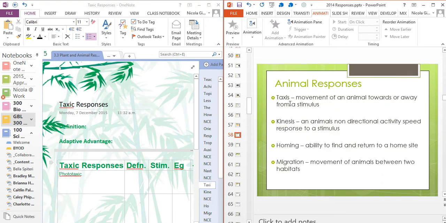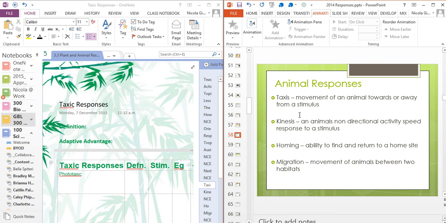Okay, so animal responses: taxis, directional, kinesis, non-directional. So if you were to compare this to the plant responses, taxis and tropisms are similar. Okay, so they're both directional. Nastic and kinesis are similar because they're both non-directional responses. Tropisms and taxis have positive and negative. Kinesis don't really, because it's speeding up or slowing down or opening and closing in terms of plants.